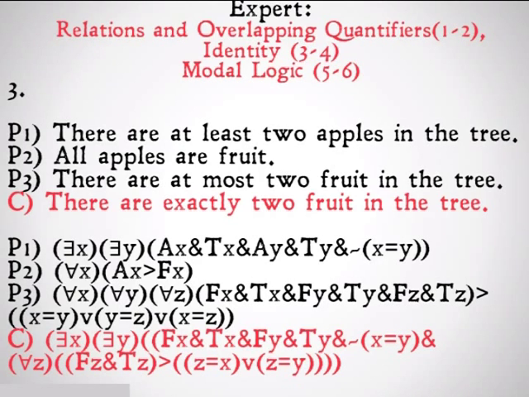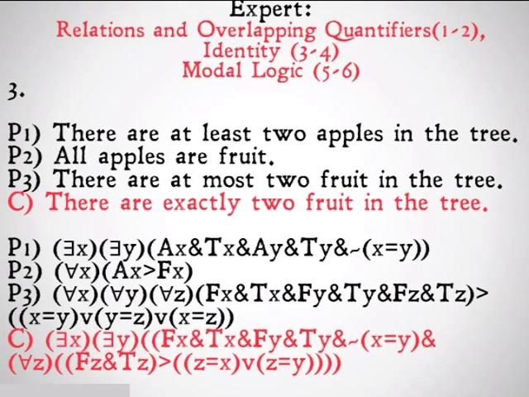There are at most 2 fruit in the tree. This is a little complicated. For all x, for all y, for all z, x being a fruit and x being in the tree, and y being a fruit and y being in the tree, and z being a fruit and z being in the tree implies that either x is identical to y, or y is identical to z, or x is identical to z. Basically, if there are 3 things that are fruit and in the tree, then at least 2 of those things are identical to each other.